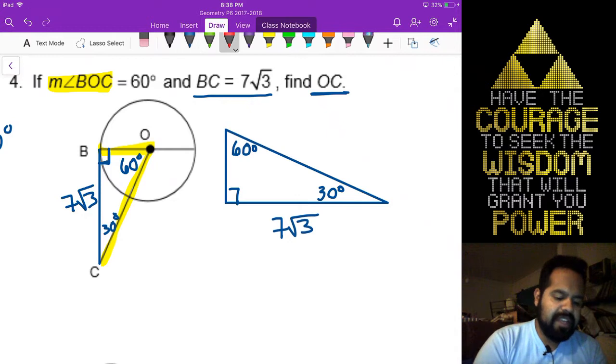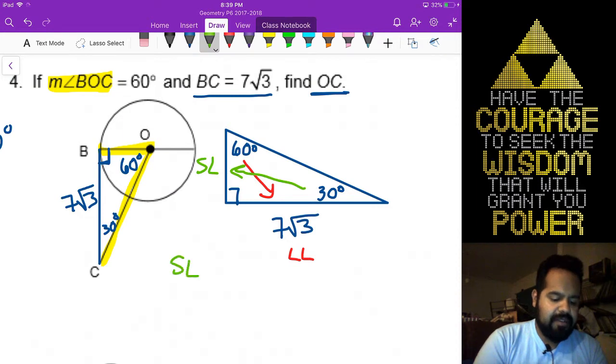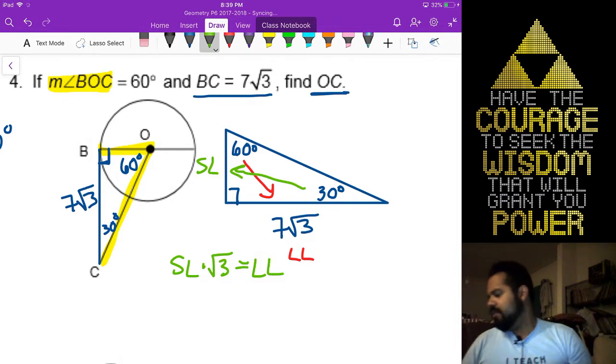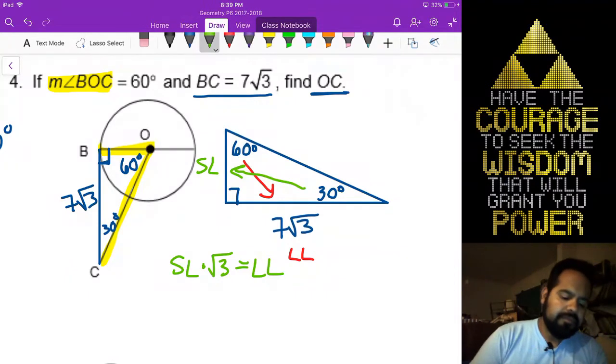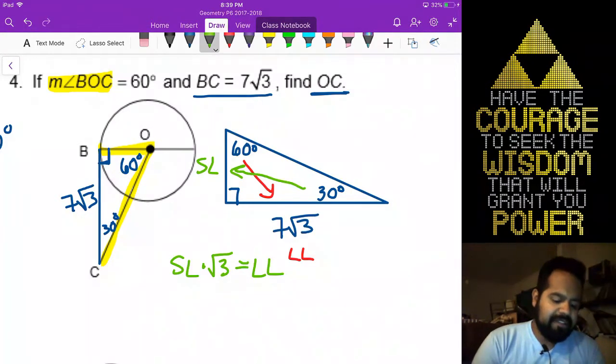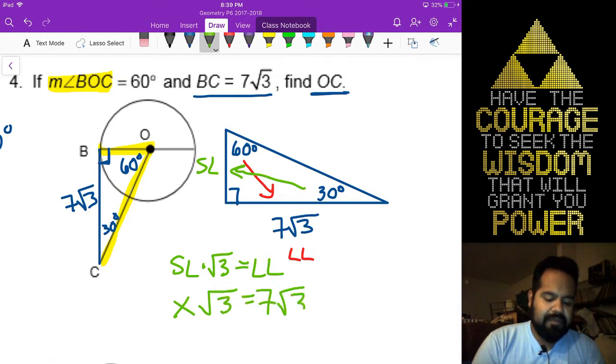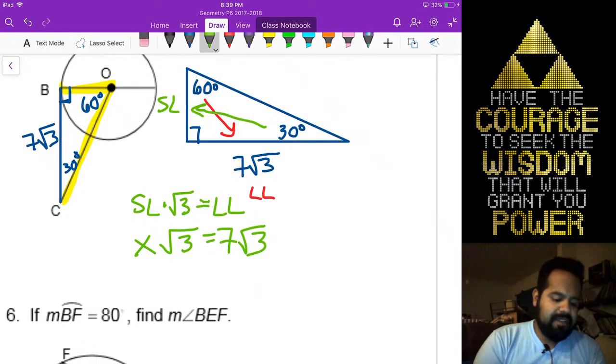Well, the 60 degrees is pointing at the 7 rad 3, which makes this a long leg. Therefore, the 30 degrees is going to point us to our short leg. Well, the short leg times rad 3 is the long leg. So what we'll do then is we'll say that that short leg, let's call it x. X rad 3 equals 7 rad 3. Well, the only thing x can be in this case is 7.